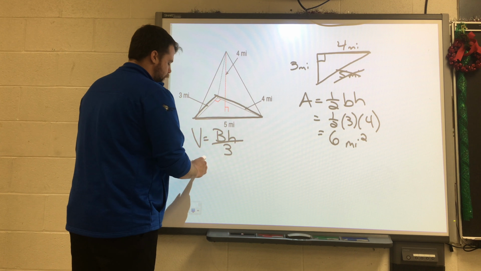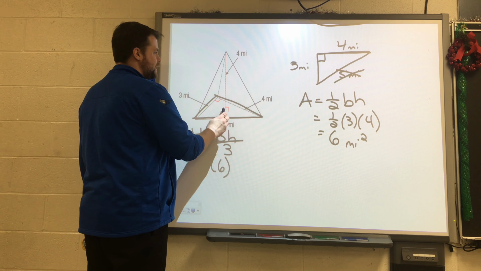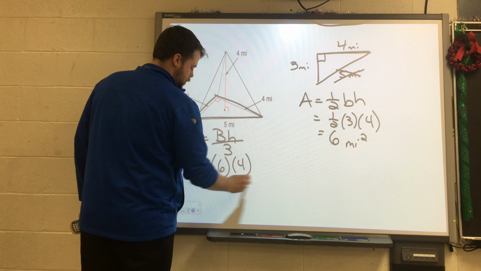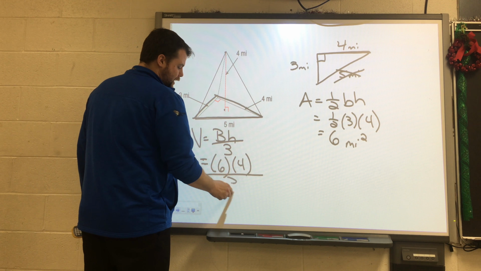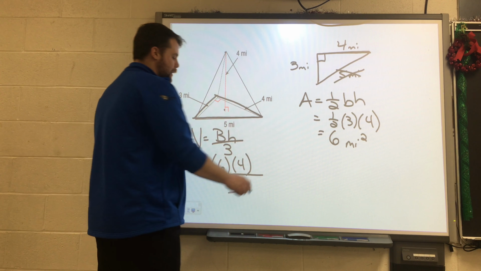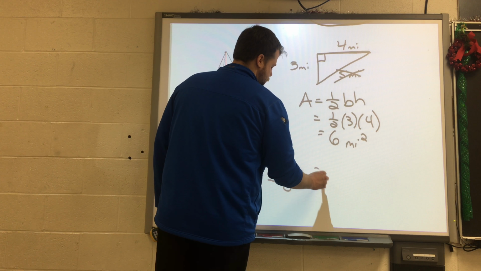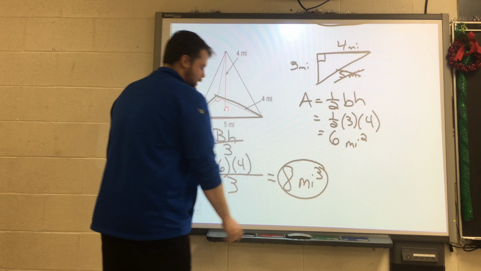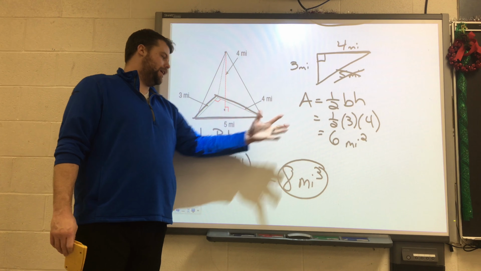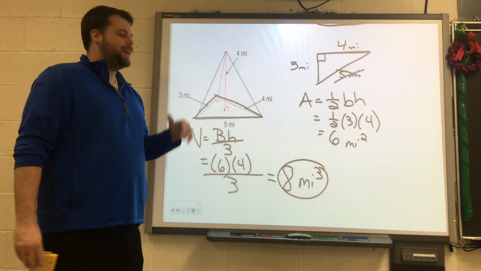I need that for the volume formula over here. It's 6. My height goes from here to there. That's marked as 4. 6 times 4, and then divide that by 3. 6 times 4 is going to be 24. Divide that by 3, and you get 8 miles cubed. That is your volume of this pyramid. We take the base of the pyramid, we find the area of it, we multiply by the height, and then we take 1/3 of that, or we divide it by 3.